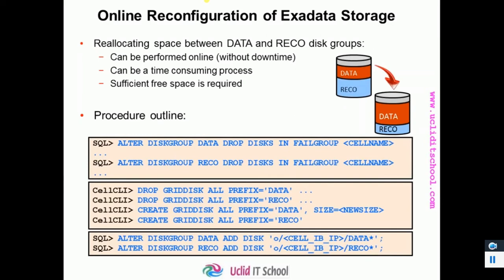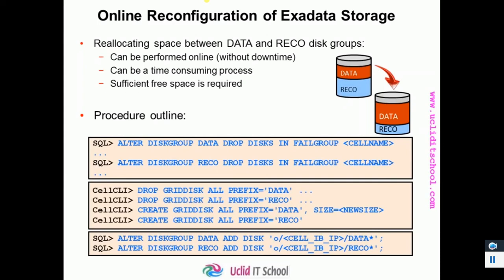First of all, what is this concept? Online storage reconfiguration. Storage reconfiguration reallocates space between the data and reco disk groups. You can increase or decrease the data disk group. Similarly, you can increase or decrease the reco disk group size. It can be performed online without downtime, it is time consuming, and you should have sufficient free space, because one disk group you may want to increase in size.